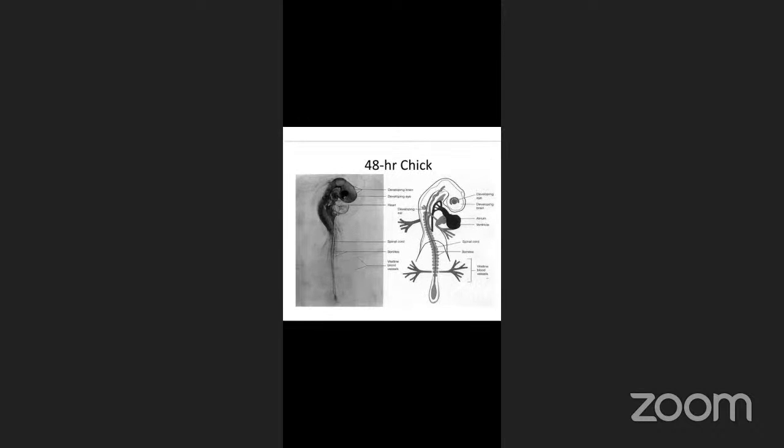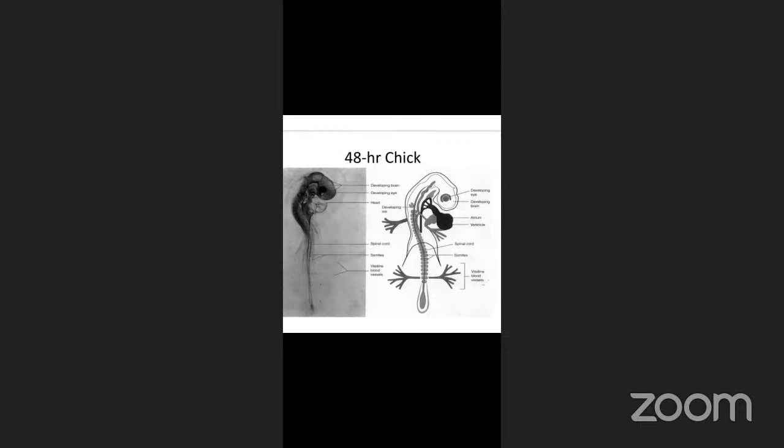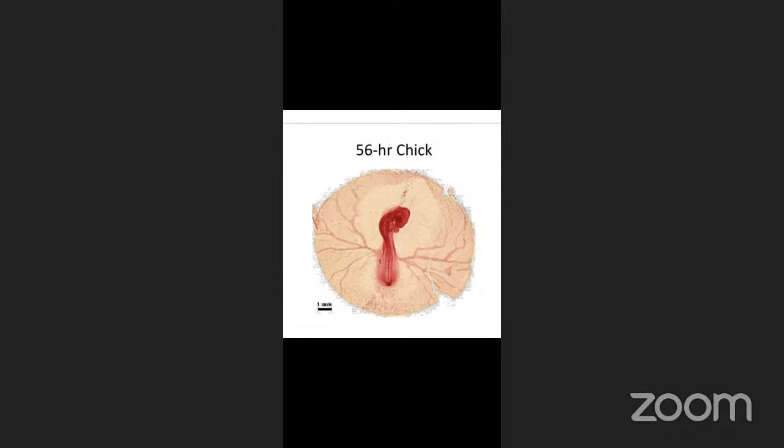Then after 48 hours, we see a structure like this. We have a developing eye, developing brain, then atrium and ventricle that form the heart, then developing ear, and also spinal cord, somites, which will form germ cells, and vitelline blood vessels. Then after 56 hours, it looks like this.